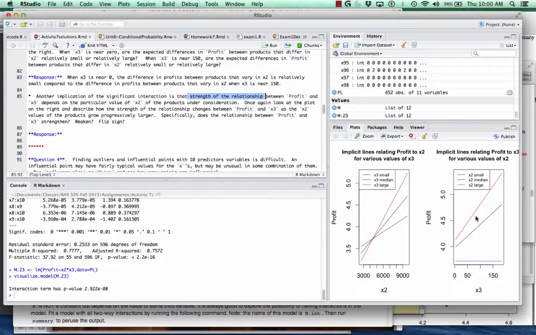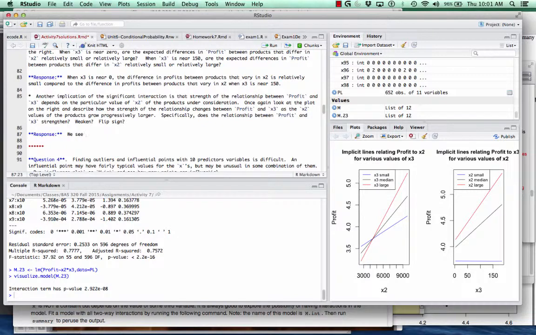So the story that the interaction plot is saying is, okay, as we compare individuals with progressively larger values of x2, essentially going from the blue to the black to the red line, we see that the strength of the relationship between profit and x3 is getting stronger, because the slope starts out at about 0 and just keeps getting more and more positive as we compare individuals with progressively larger values of x2. So, all right, what we want to answer is, does the relationship between profit and x3 strengthen, weaken, or flip sign as the x2 values of the products grow progressively larger?